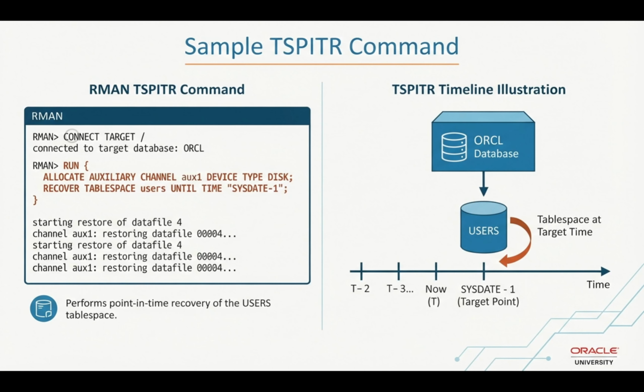Let's look at the command conceptually. We can specify the tablespace we want to recover and the point in time we want to recover it to. For example, recover tablespace user until time sysdate -1. The important thing to understand here isn't just memorizing the syntax. We are telling RMAN, take this specific tablespace and recover it to the required point in time.